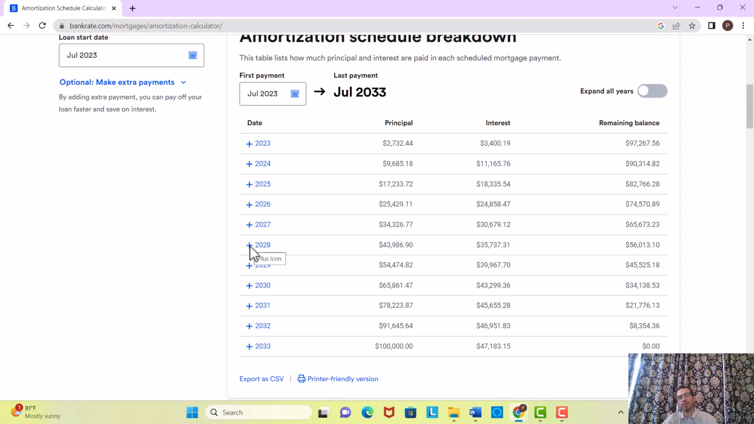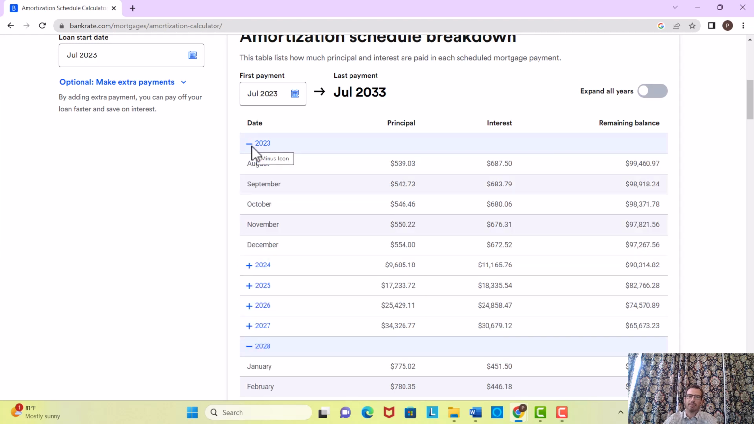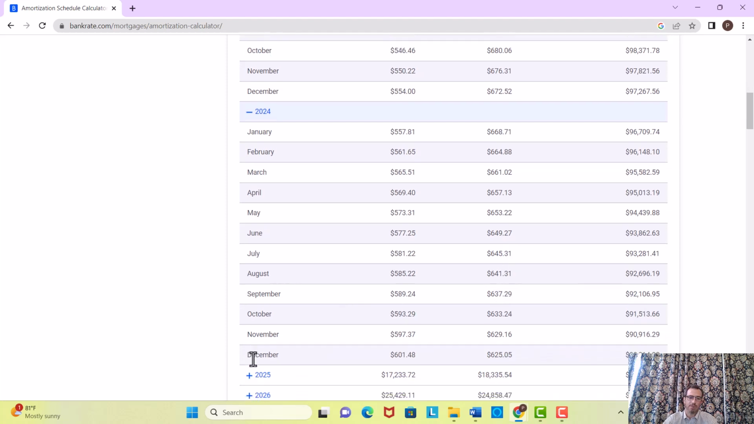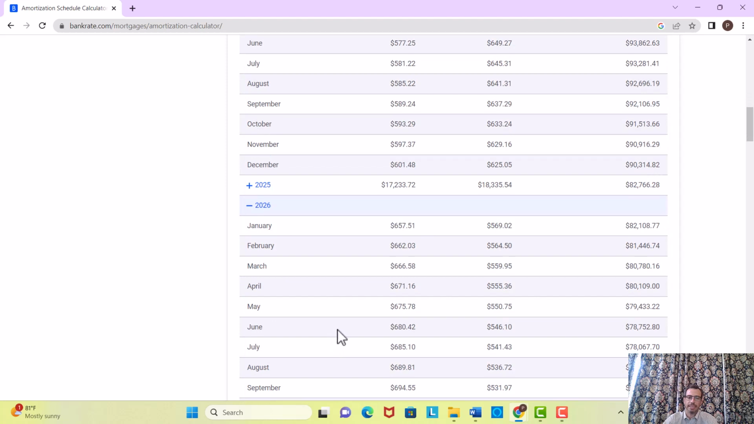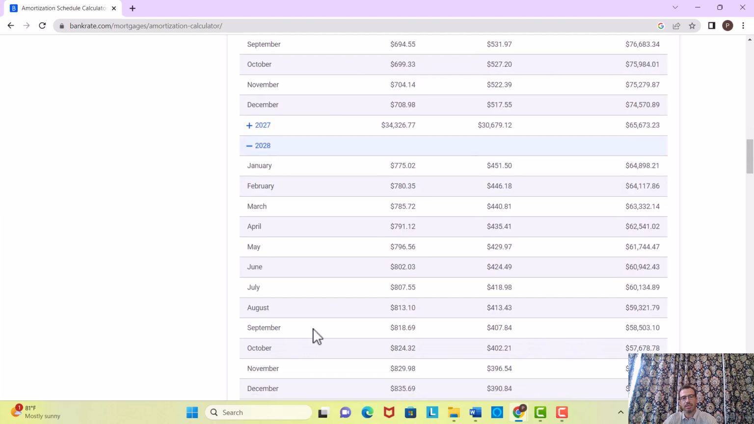So almost the majority of your interest is front loaded in a typical amortized loan, and then your interest basically slowly decreases. The interest component slowly decreases over the life of the loan, and then your principal component increases over the life of the loan. You can see the principal portion increasing here over the life of the loan, and the interest portion decreasing. So that's a little bit about the calculations behind the scene.